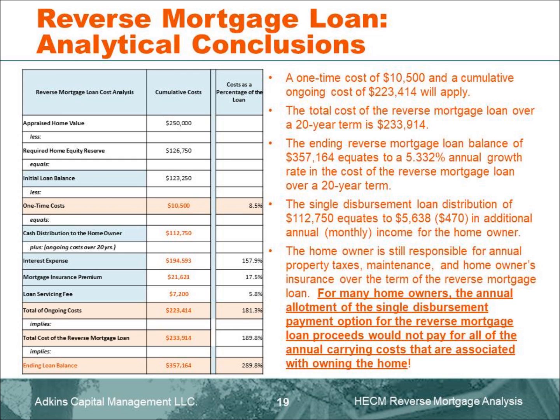It is important to keep in mind that the homeowner would still be responsible for annual property taxes, maintenance, and homeowner's insurance over the term of the reverse mortgage loan. Therefore, for many homeowners, the annual allotment of the single disbursement payment option for the reverse mortgage loan proceeds would not pay for all of the annual carrying costs that are associated with owning the home.